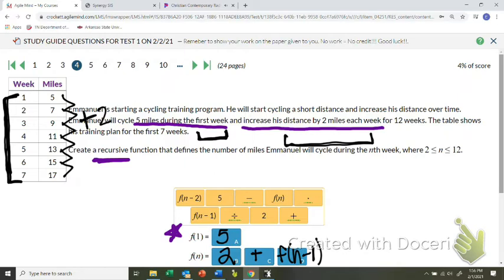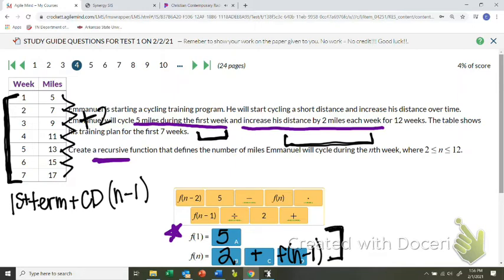Now, the full function rule. This is an important thing you need to write. This is for arithmetic: first term plus the common difference times n minus 1. So these two things that we've done right here is split it up. So we want to put it all together.